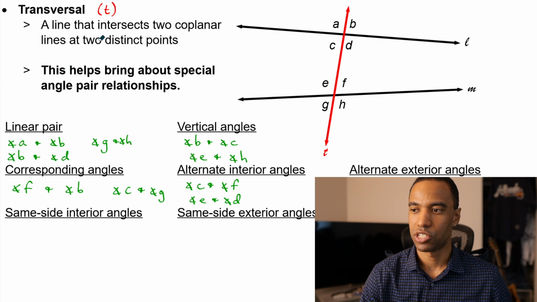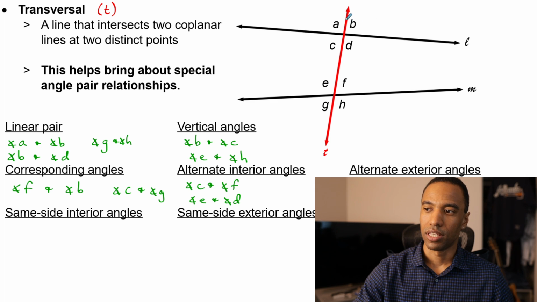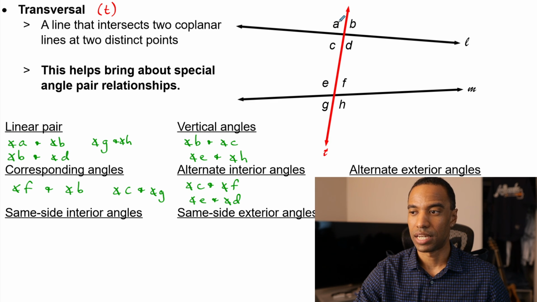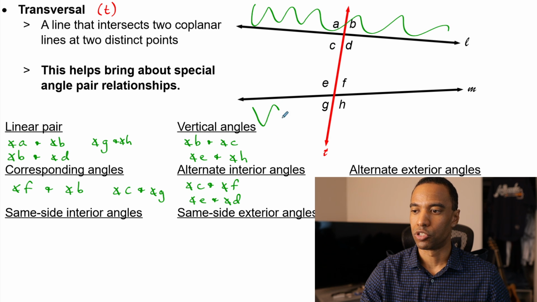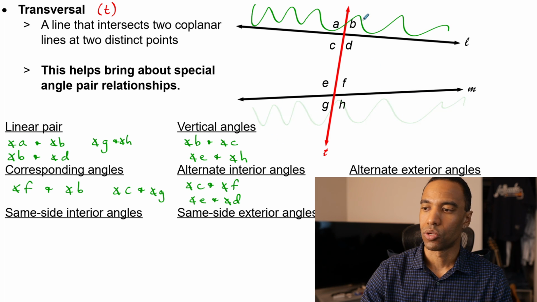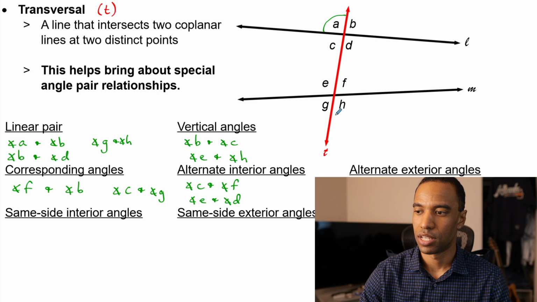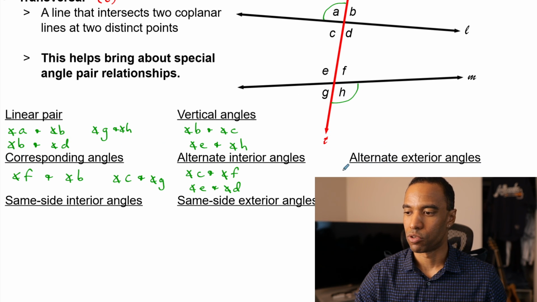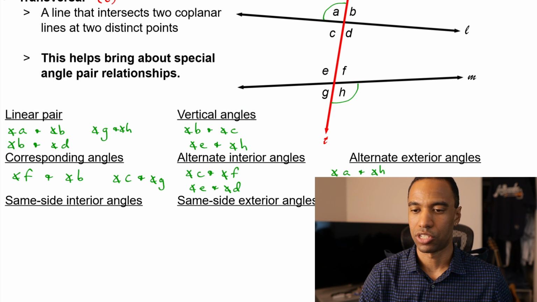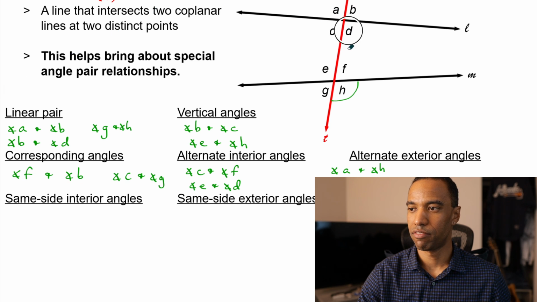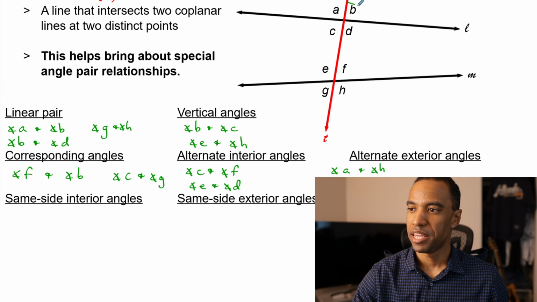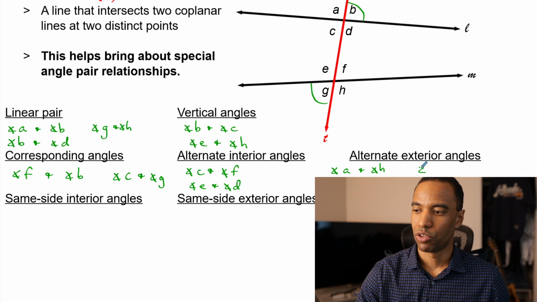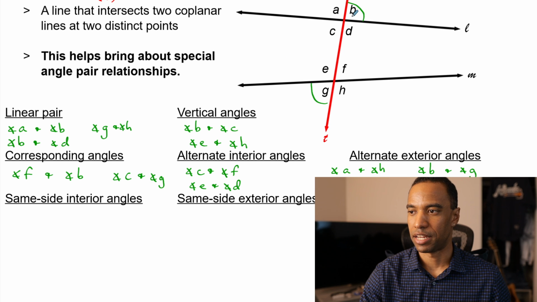Let's look at alternate exterior angles. The same deal, only now they're on opposite sides of the transversal, and they're going to be outside of your two lines that are cut by the transversal. So here's an example of alternate exterior angles, A and H. They're on opposite sides of the transversal, and they're outside of those lines. So angle A and angle H are alternate exterior angles. What's another set of alternate exterior angles? B and G. Angle B and angle G are also alternate exterior angles.